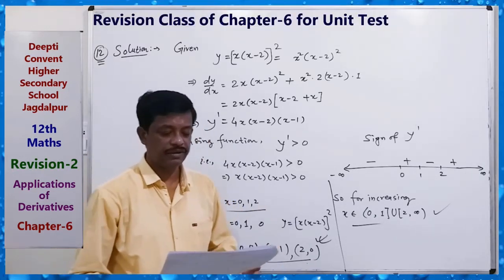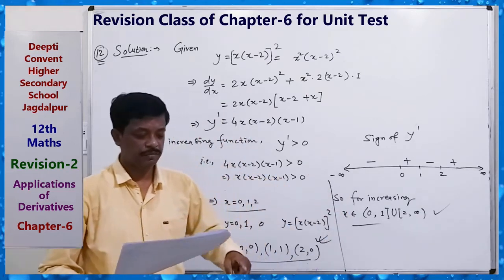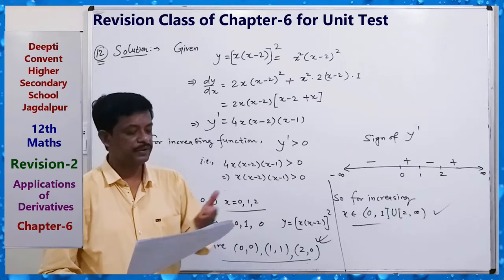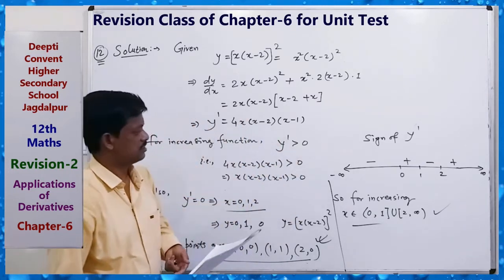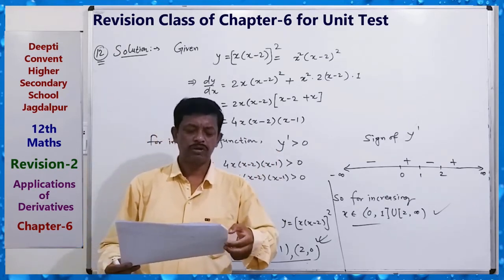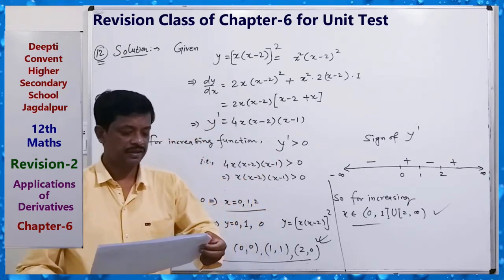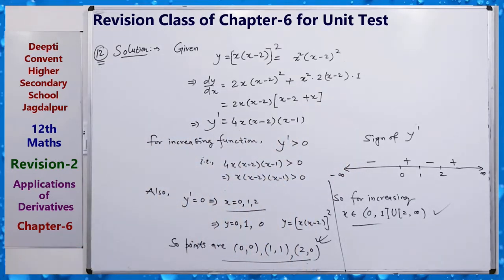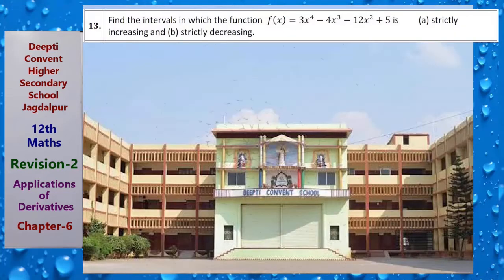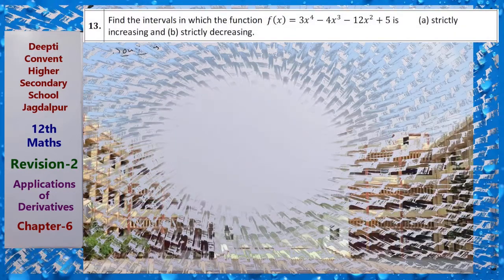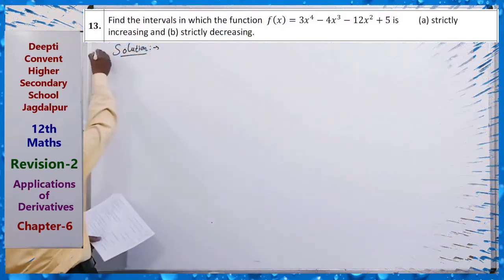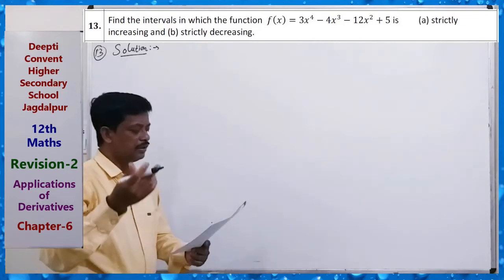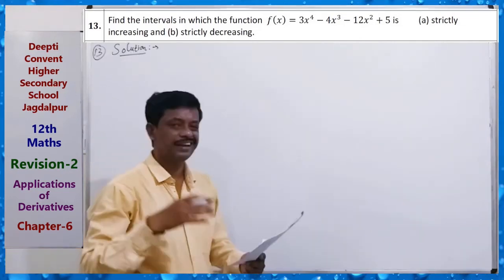Same questions are given in question 15. 15 can be solved. Okay, 15 and 13 are the same questions, so we will solve only 13. So, the next question will be 13. Question 13: here also we have to find strictly increasing, strictly decreasing intervals.